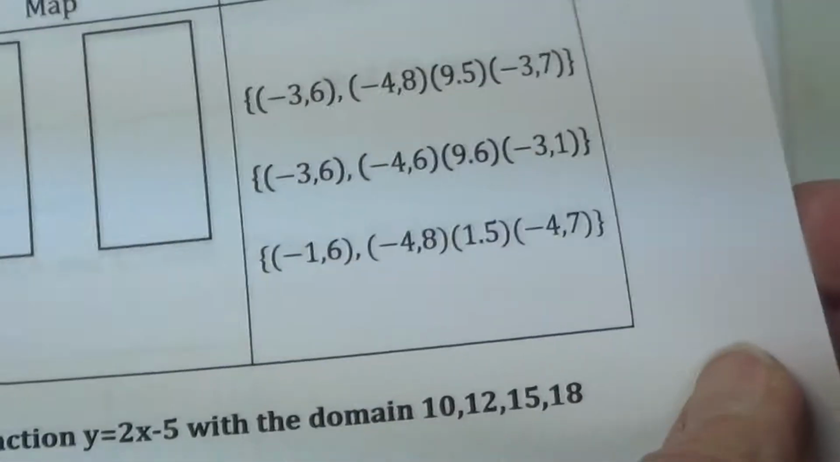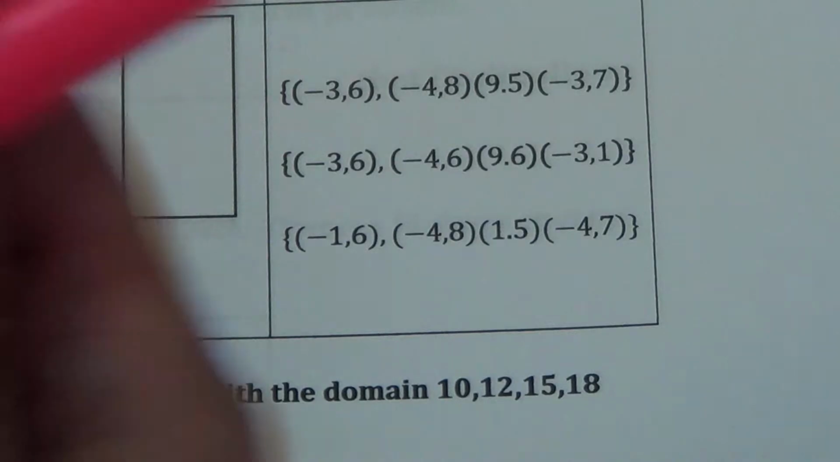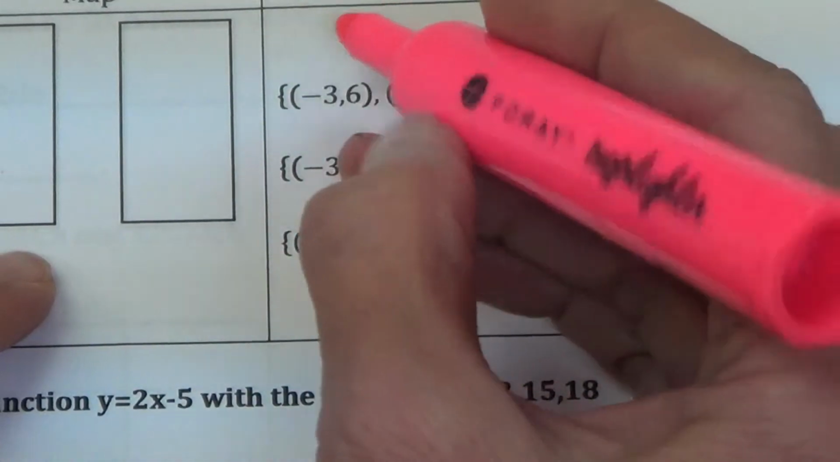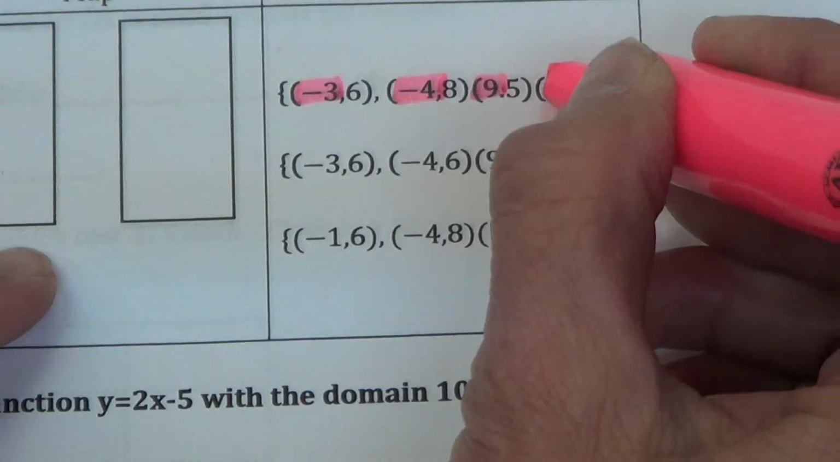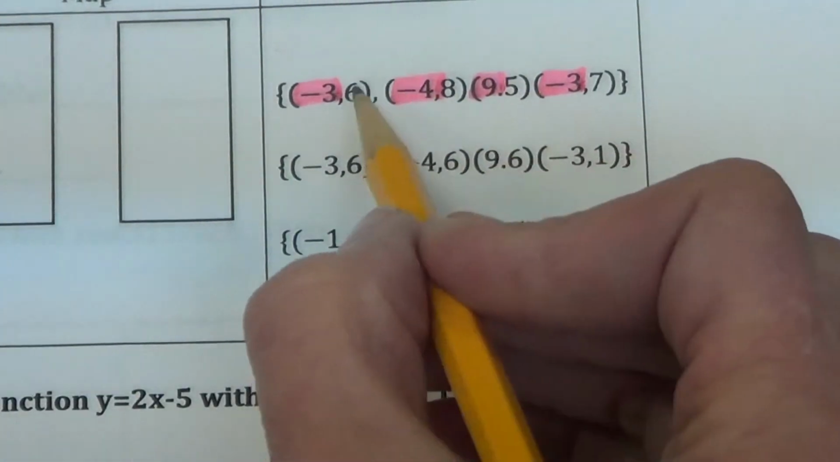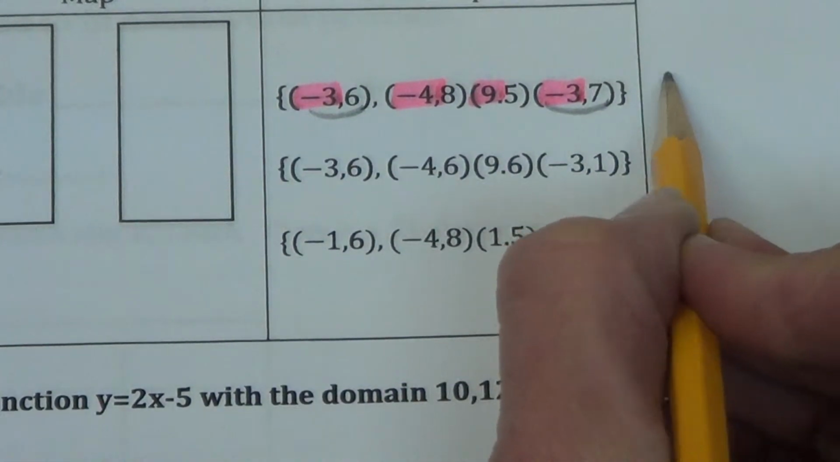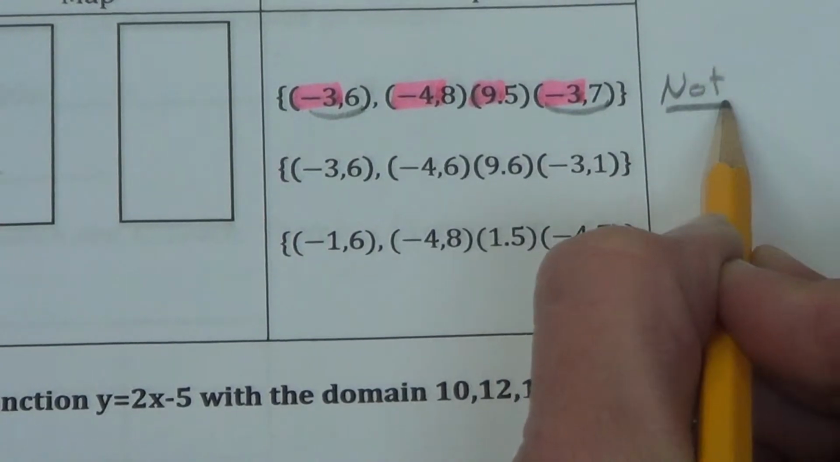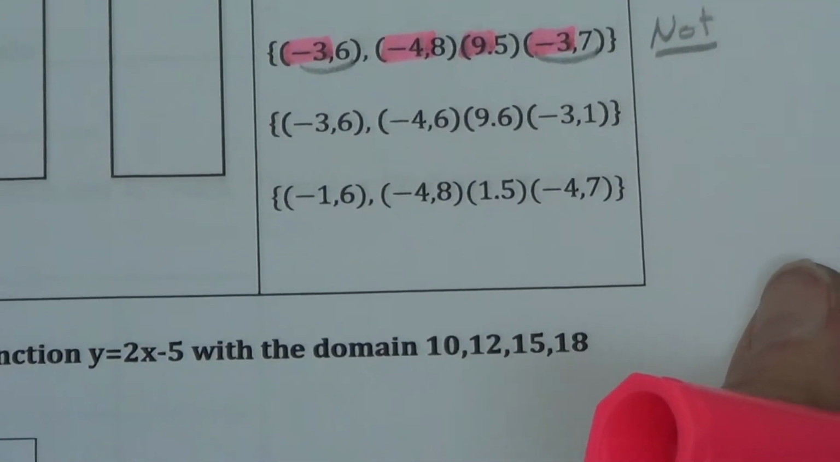Now we go down to some ordered pairs where there might be a different story. Take a look at this one. We highlight our man in front, -3, -4, 9, and -3 is showing up twice. Is he cheating? He's with the partner 6 here and the partner 7 there. That is not a function, because that -3 is appearing with 2 different partners.